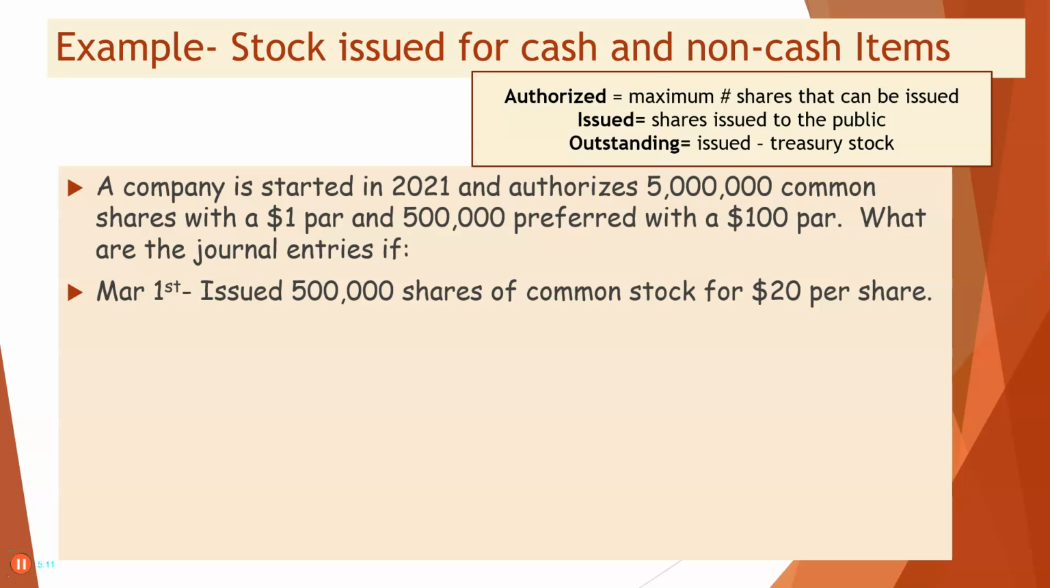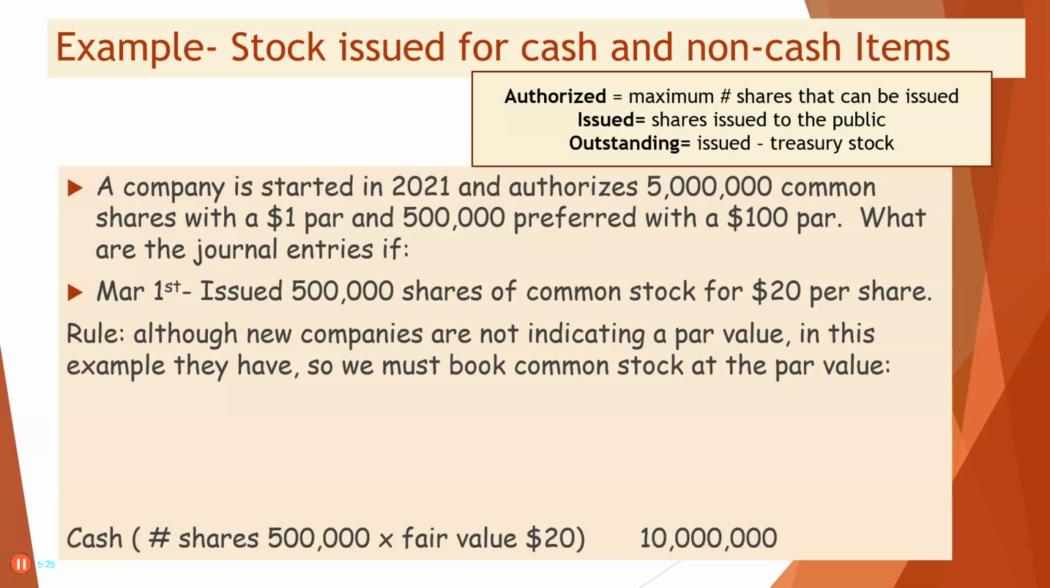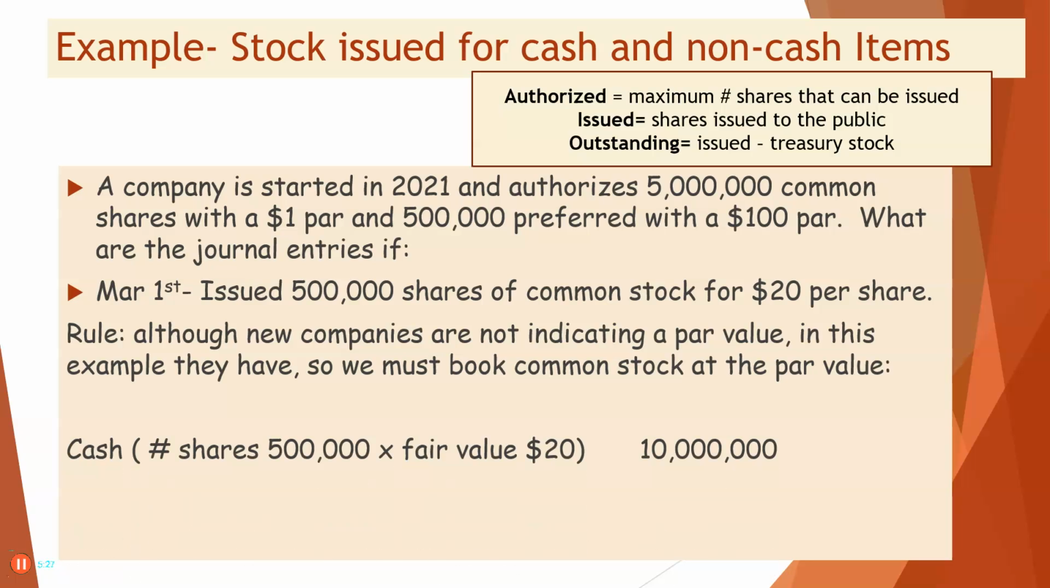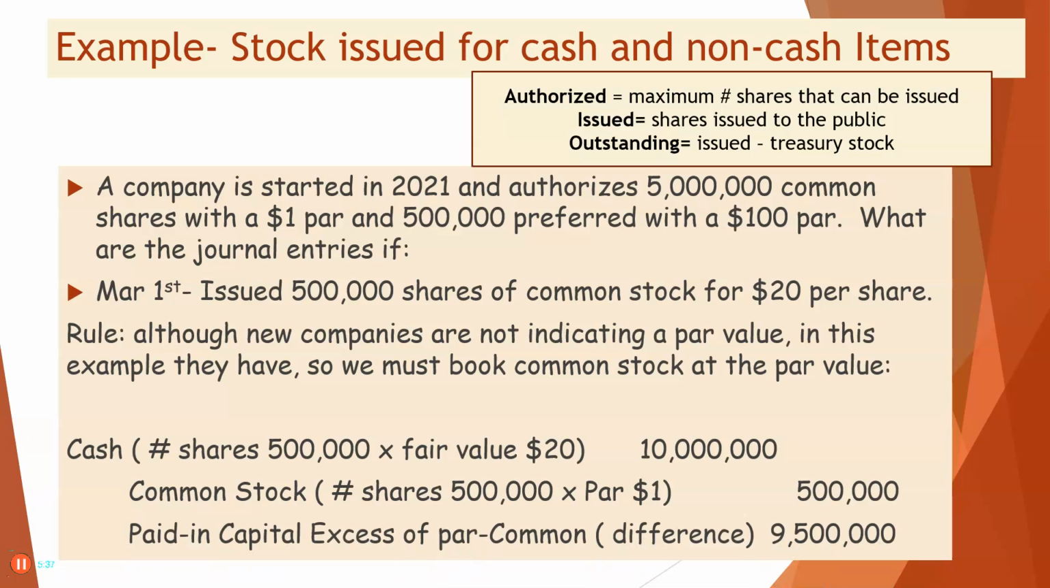March 1st, issued 500 shares of common stock for $20 when the market was $20 per share. The rule: although new companies are not indicating par value, in this example they have, so we must book common stock at par value. So it's going to be cash, which is the number of shares times the fair value. The common stock is going to be the number of shares times the par, and the plug is the paid-in capital in excess of par.